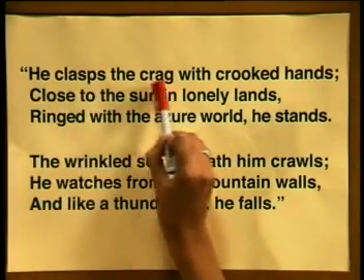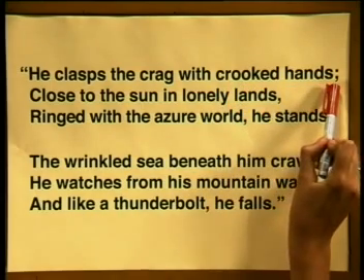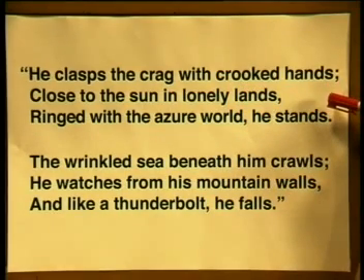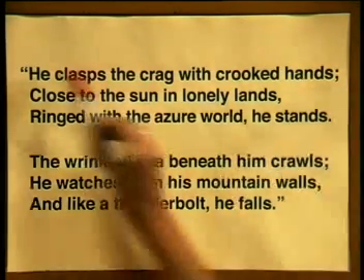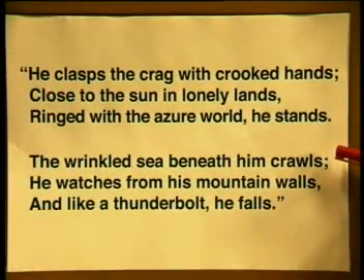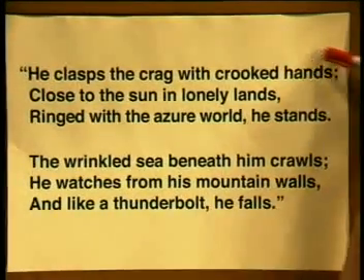He clasps the crag with crooked hands. It is usual in English to refer to animals, or birds in this case, as it. Here, the eagle is referred to as he, and the eagle has hands. What effect does this create? Well, the eagle is made human, and in this way, the reader can identify more closely with the bird. And then it also emphasizes this feeling of a majestic animal that Tennyson is trying to create.